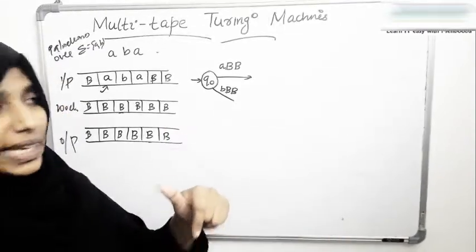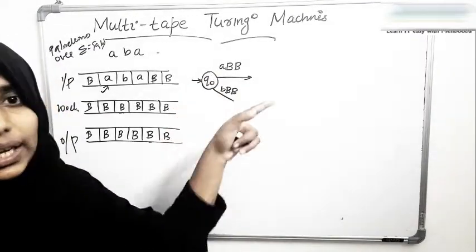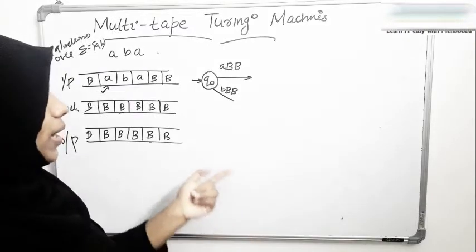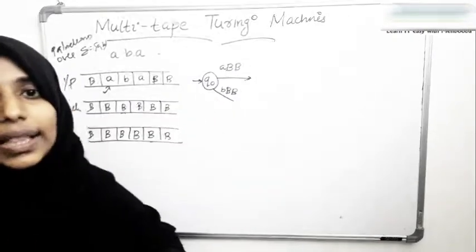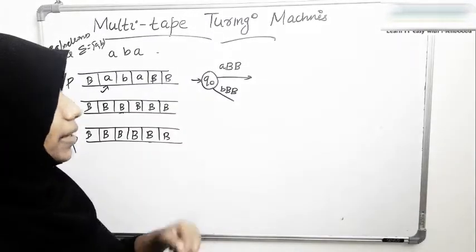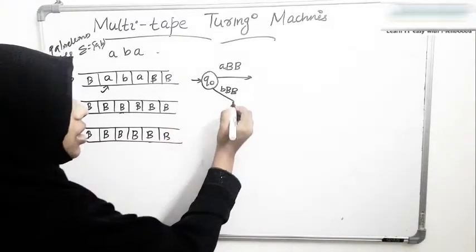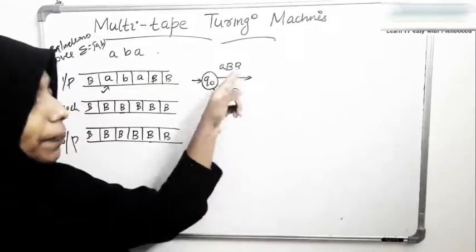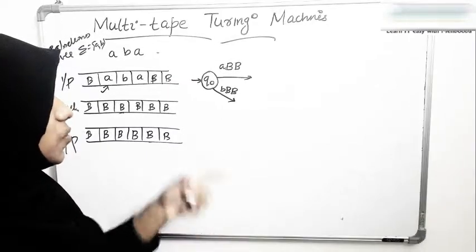And if the second character is an A, the second last character should also be an A. If the second character is B, the second last character should also be a B. So we can't go in the same direction. We have to take two paths: one path if it is A, one path if it is B.